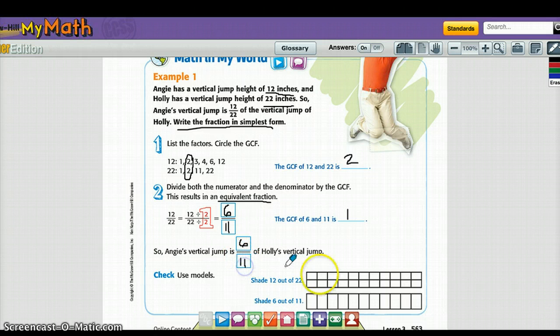And here is another part. You can shade it to check. Using models will help you because if you shade 12 out of 22, and then you draw the same 6 out of 11, you can see that they're the same amount shaded, so they're equivalent fractions.